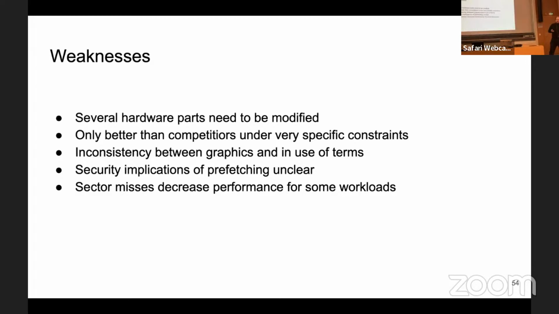And there's also the fact that for some workloads, Sector DRAM actually performs worse than the baseline, which, when we're going to modify everything, is bad, in my opinion. Hot take.